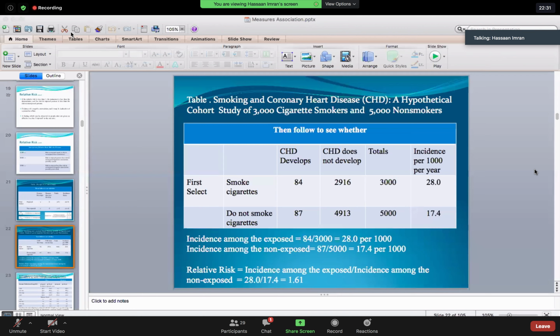Now, what is that per thousand population? This is per thousand of the population who are exposed, right? And for those who do not smoke, 17.4 new cases of coronary heart disease will occur per thousand non-smokers in the population per year. So this 28 divided by 17.4 will give us what? Risk ratio or relative risk, right?